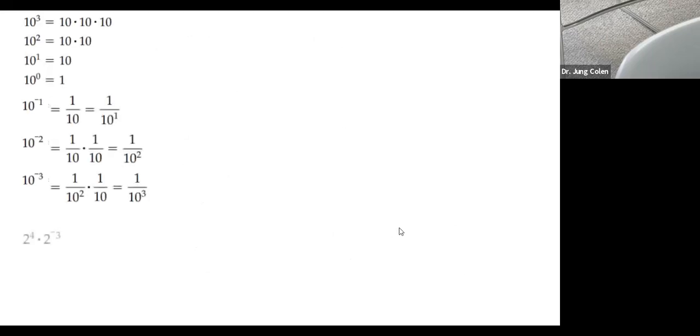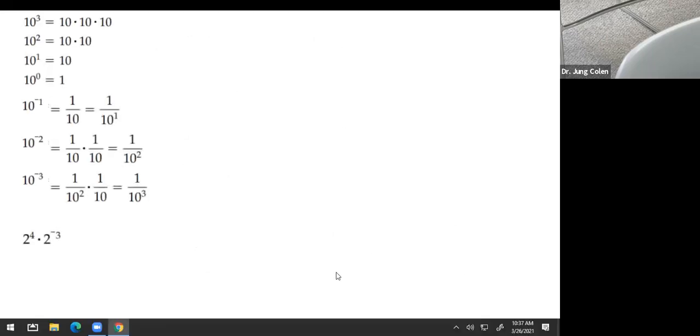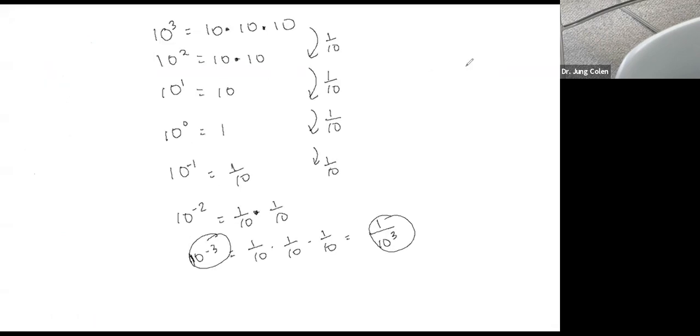Okay, so knowing that, we can solve so many problems like this. 2 to the fourth times 2 to the negative third power. Let's solve that together. We have 2 to the fourth times 2 to the negative third power. We have the same base, right? 2 and 2. So we know that our base will be 2.